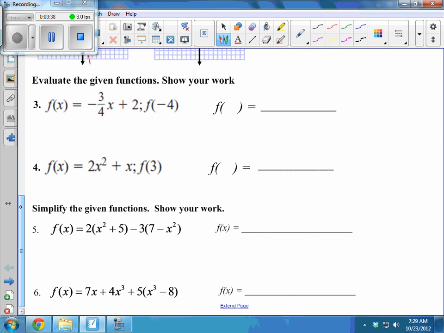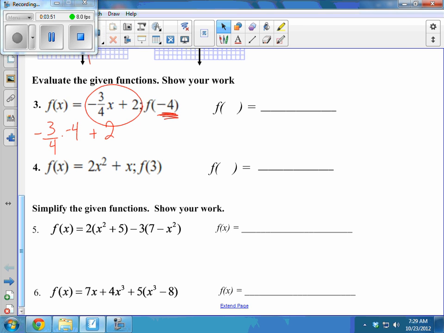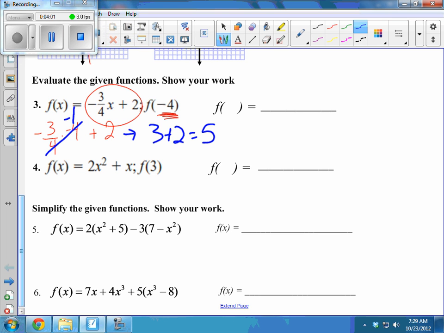On 3 and 4, you're asked to evaluate. So when you evaluate, you're evaluating negative 4 in this function. So it's just a matter of putting negative 4 in for x and following the order of operations. So I'm actually going to divide negative 4 by 4 and get negative 1. And when I multiply that with negative 3, I end up with 3, and then I add 2, and my answer is 5. So my function, when I make x be negative 4, I get 5.